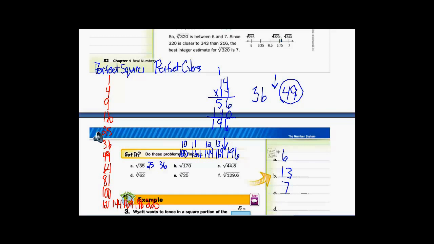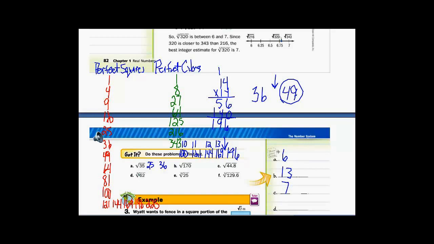So those are perfect squares. Perfect cubes might be helpful to have a list of those as well. 1 times 1 times 1, 2 times 2 times 2, 3 times 3 times 3. Obviously, whenever you're cubing something, you get higher really quick in your values. So 4 times 4 times 4, 5 times 5 times 5, 6 times 6 times 6, 216. 7 times 7 times 7, 343. That's at least a list for you to get started, and then we can go from there.